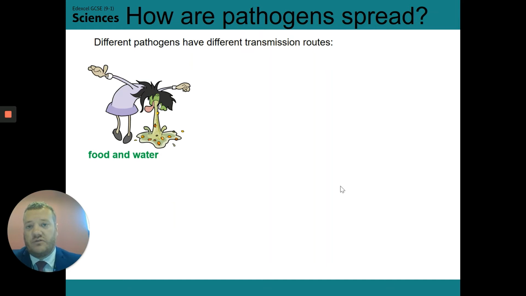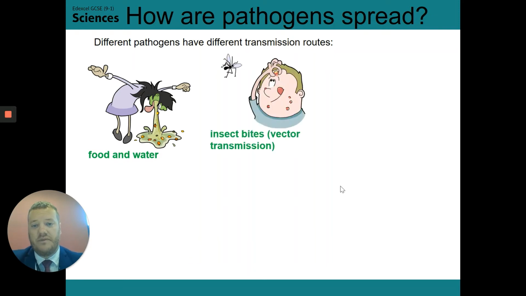It could be because someone didn't cook their food properly, and the pathogen was living on or in the food, and it wasn't cooked properly or washed properly. But it makes its way into the body via ingestion, so being eaten or drunk, and that's one way you can pick up an infection. Food poisoning is a common example of that, salmonella.